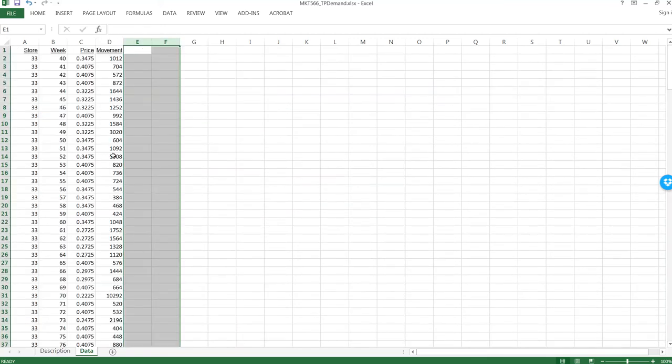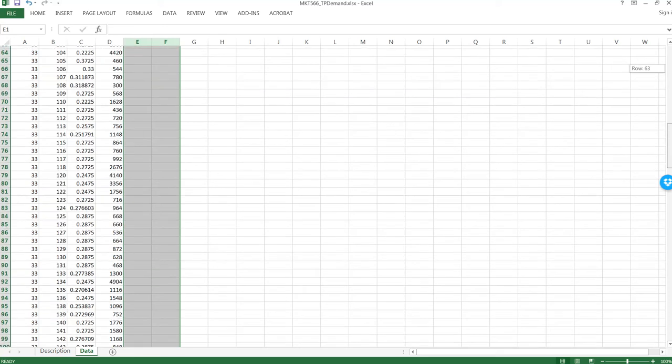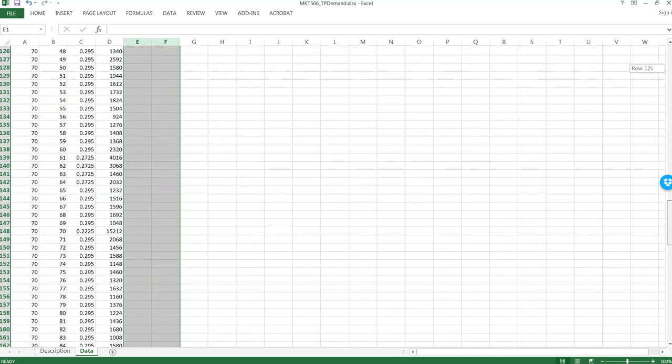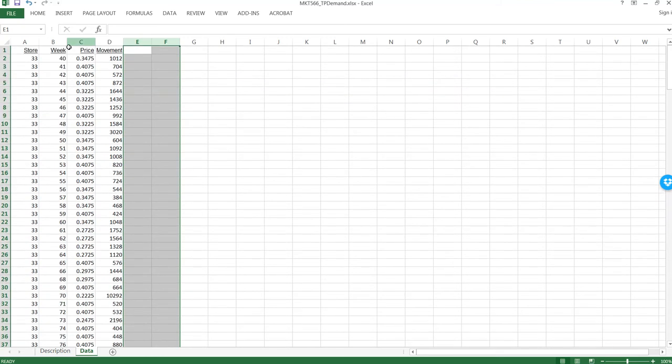Here's the data column-wise. We have our store, whether it be 33, if you scroll down, we have the movements for the weeks in store 70. We have the week the sale took place, and then the price and movement of that week in that store. Now, as we discussed in class, the straight linear regression of movement on price does not fit the data very well. However, if we log the two variables, we get the curvature that fits the data better.